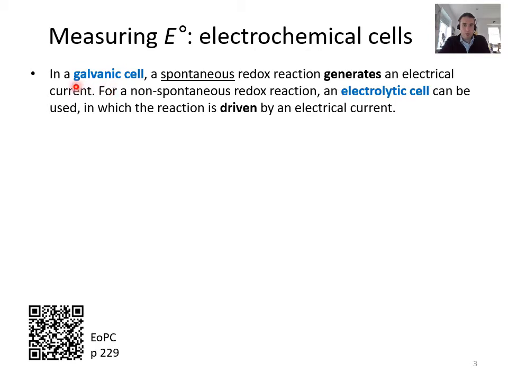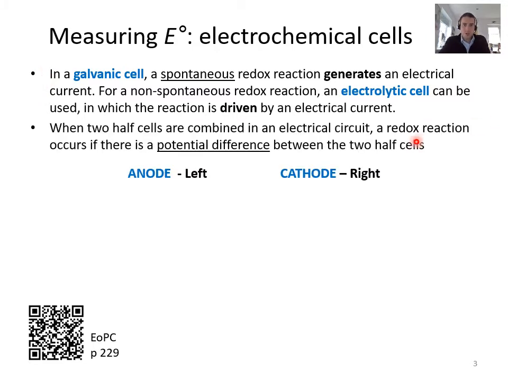But generally speaking, when we're talking about measuring our standard potential, we're going to be talking about galvanic cells for spontaneous processes. Okay. There's a bit of definitions here. We need to remember that when we have a cell, we have to define our anode as being on the left and our cathode as being on the right, and there needs to be a potential difference between the two cells in order for any current to actually run.